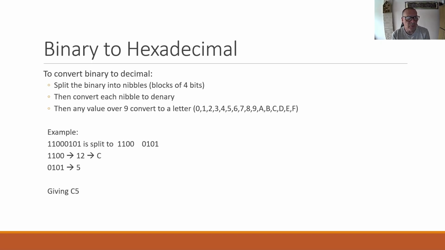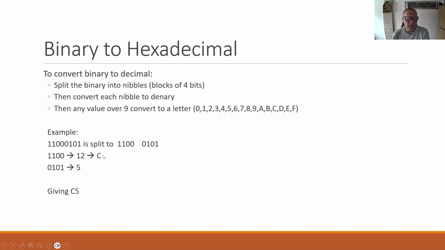So for example, if we had the binary value 11000101, we split that up into nibbles first of all. So we've got 1100 and 0101. We take each nibble in turn. So 1100 is 12, it's an 8 and 4, which is 12. And we check with this, write this down if you need to in the exam, just to help you each time. So 9, 10, 11, 12, that would give us C.